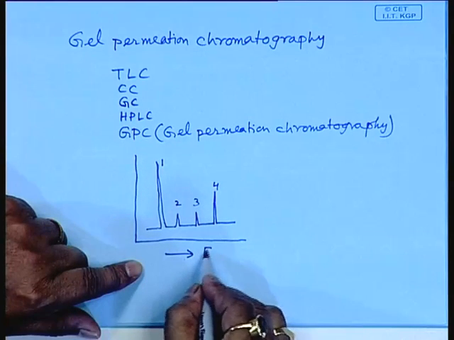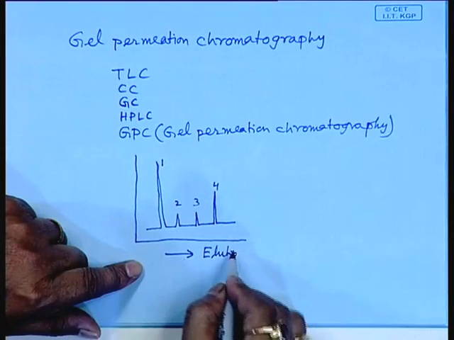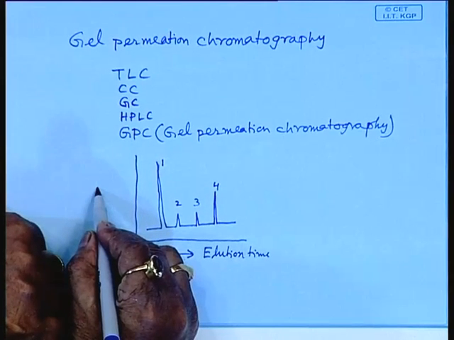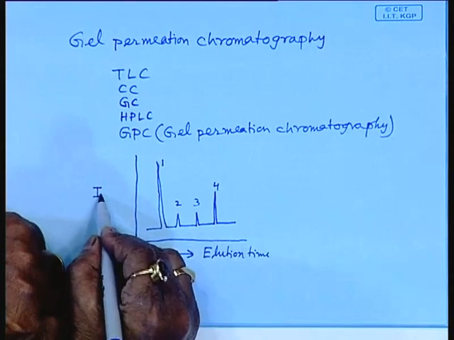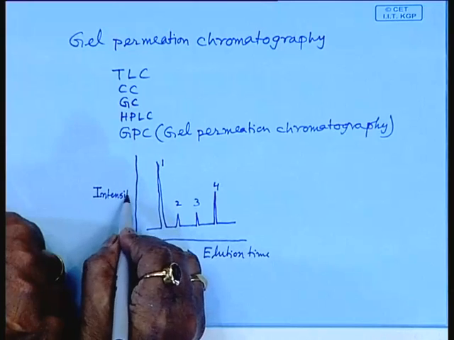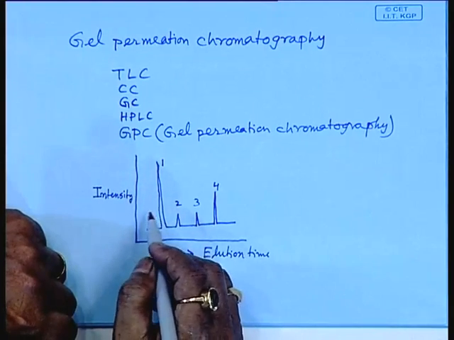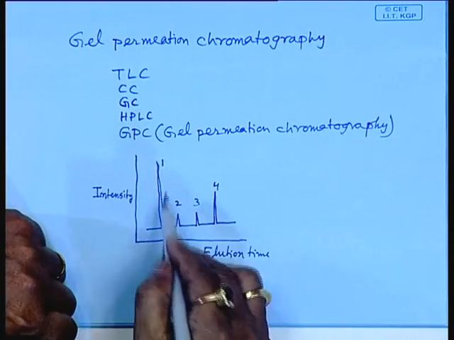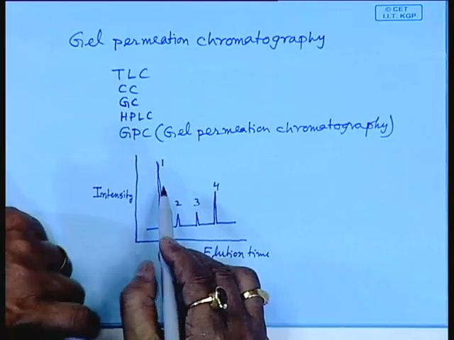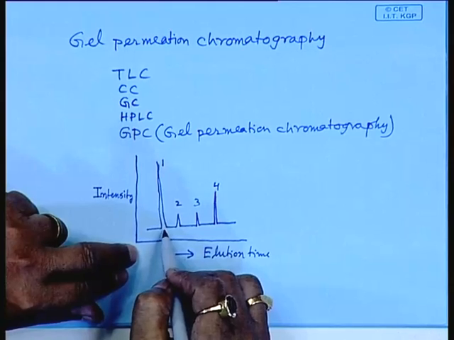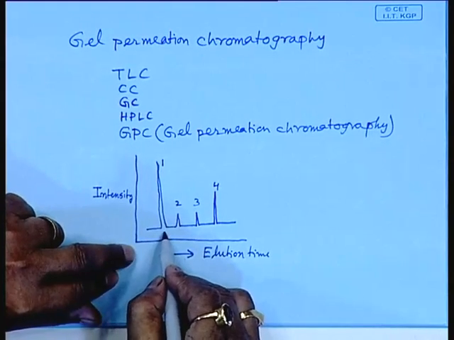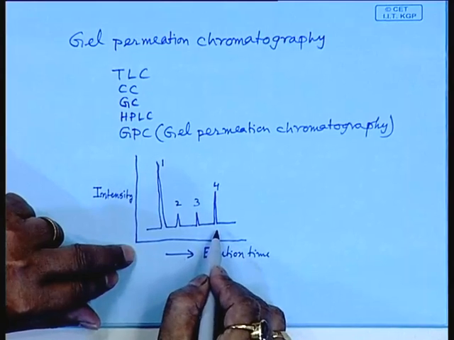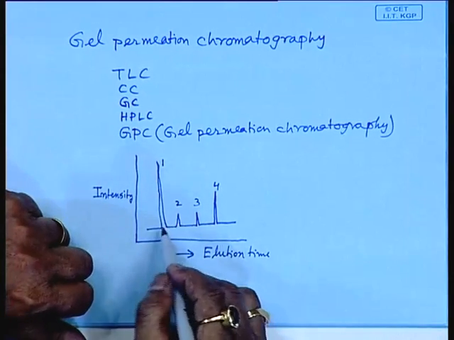This is the elution time, and this is the intensity of the detector. So, component 1 gives a peak like this. This is proportional to the concentration, and this is the elution time of component 1, the elution time of component 2, of component 3, component 4, like this. So, this way it shows that it is separated.